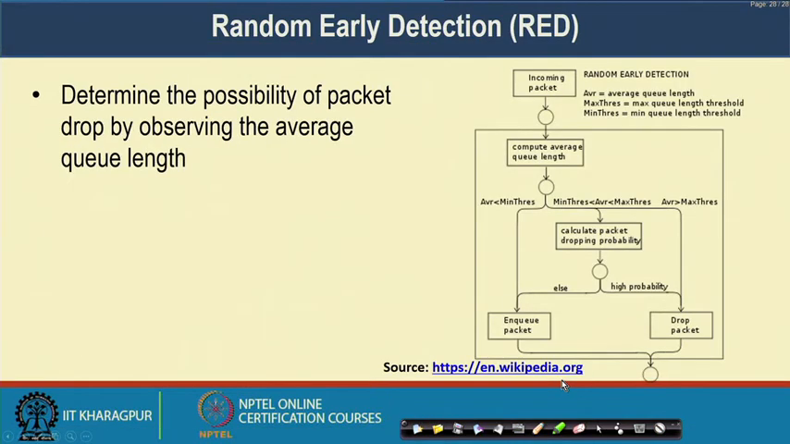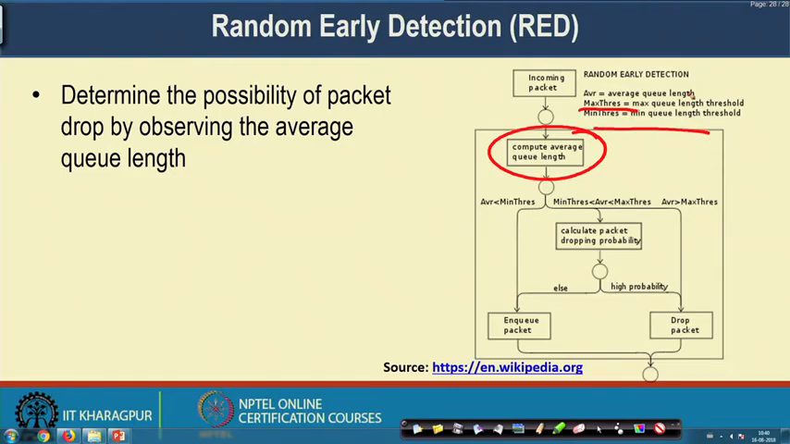So, here is the principle of RED. First, you determine the possibility of packet drop by observing the average queue length. You have the incoming packet, and after the incoming packet, you compute the average queue length. Now, you have two different thresholds: a maximum queue length threshold and a minimum queue length threshold, and you have this average queue length.